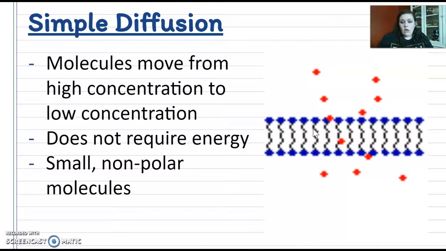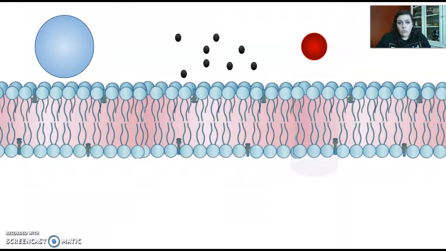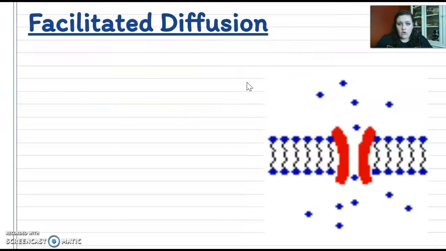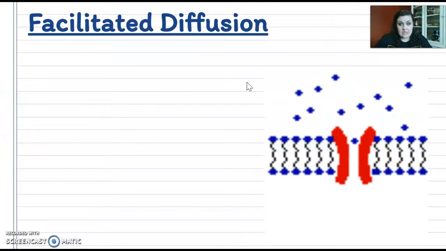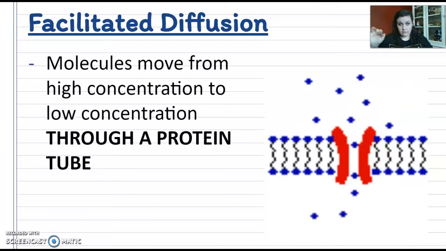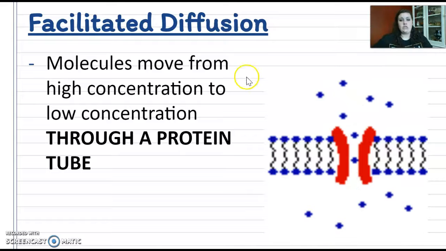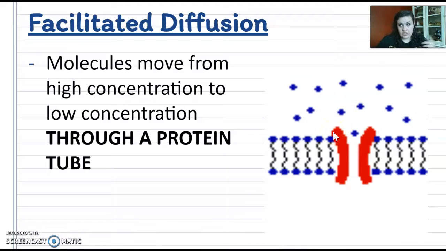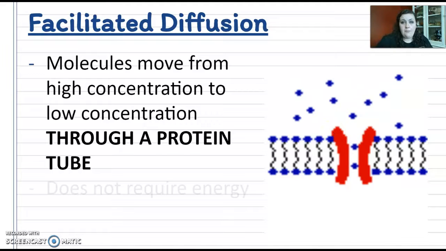That's all fine and good, but we do have to move things that are polar through that membrane as well, or maybe things that are just a little bit too big to diffuse on their own. So we are going to do facilitated diffusion, which is where molecules are doing diffusion again. They're just going from high to low, but it is through a protein tube.